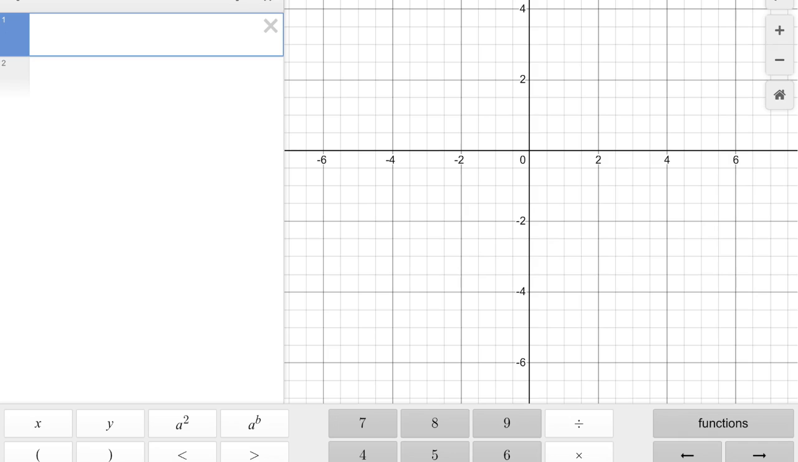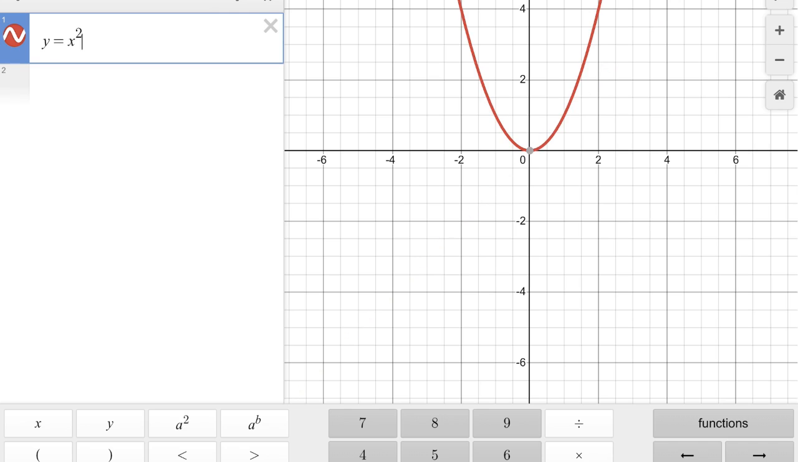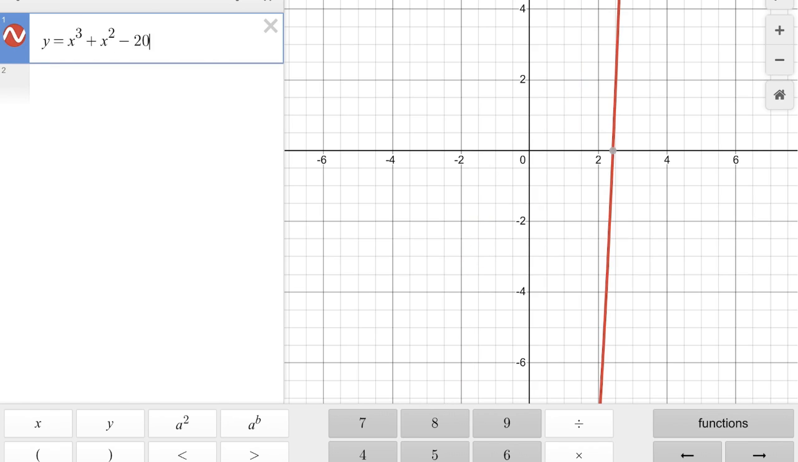Okay, so the neat thing about Desmos is you can type y equals, you can type f of x equals, you can type p of x equals. I'm just going to stick with the original y equals, and I'm going to go ahead and put in the last polynomial that we did, x cubed, x squared, minus 20x.